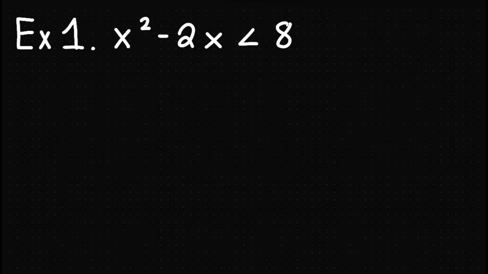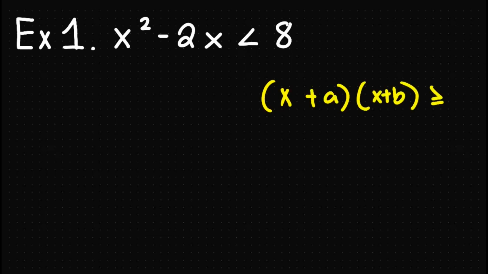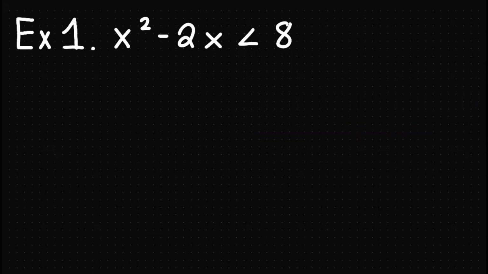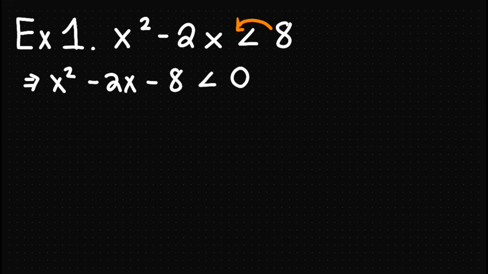So let's have this first example. Let's have x squared minus 2x is less than 8. This is quadratic since we have a degree of 2. So the first step, since again our goal is to make this like this, wherein this one is 0, what we do is we first move this to the left. So we will obtain x squared minus 2x minus 8 is less than 0.